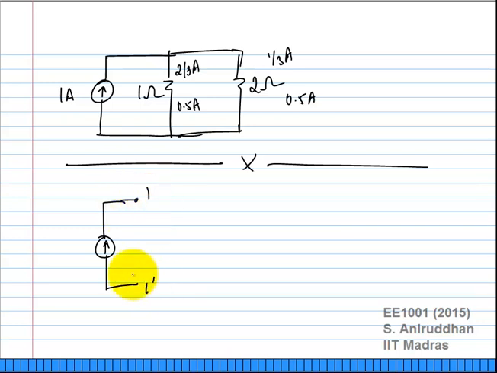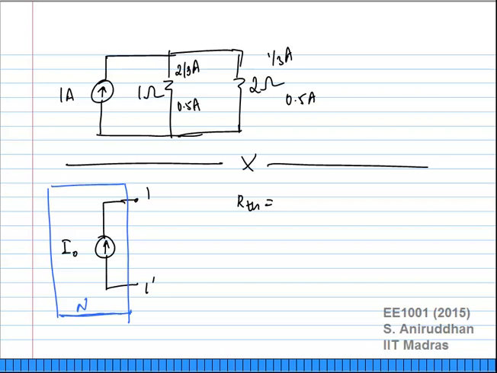Suppose this was my network N. Okay. What is RTH? What is the Thevenin resistance of this network? Who said 0? Somebody said 0. Why is it 0?